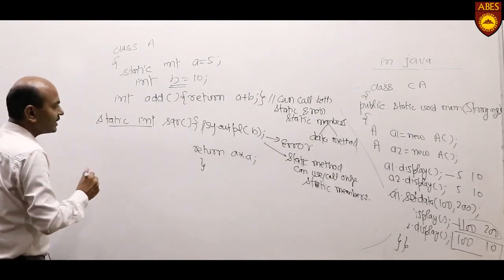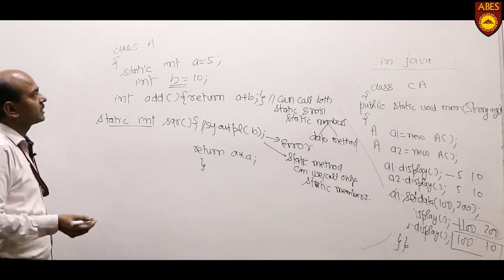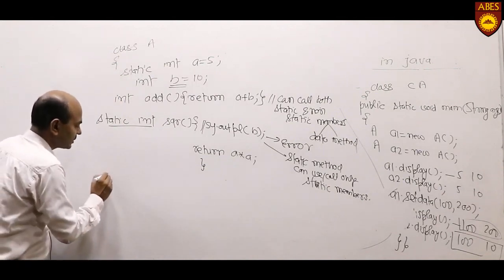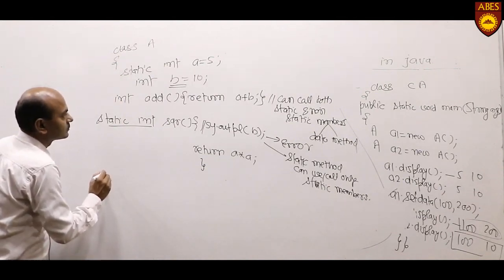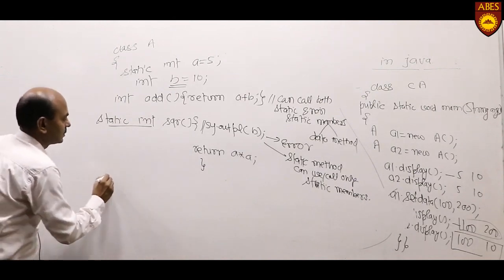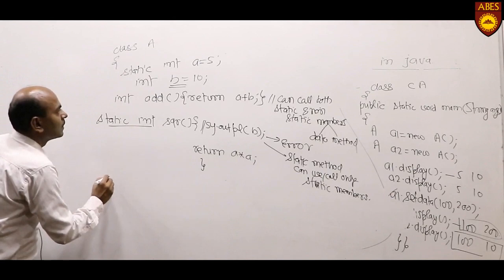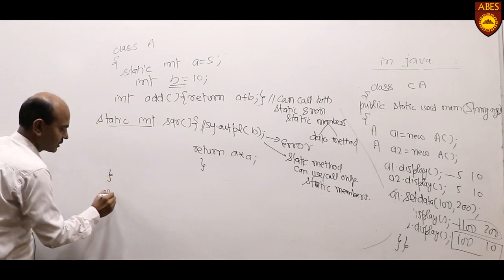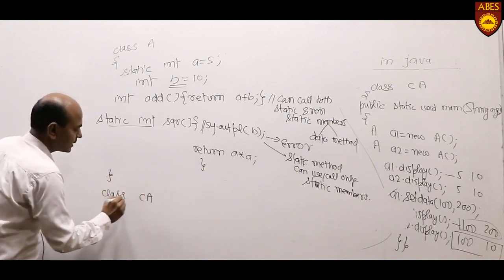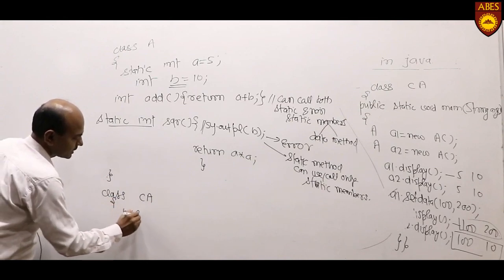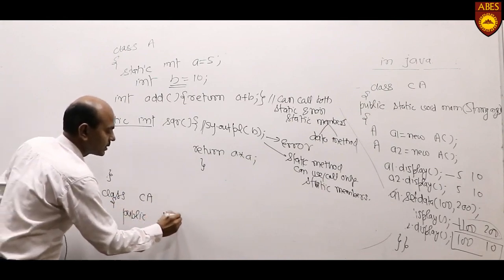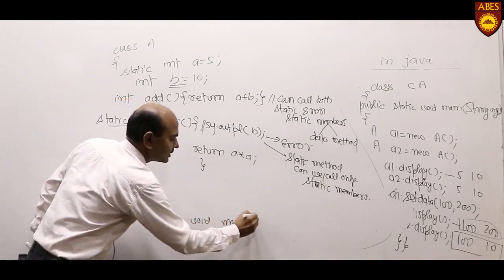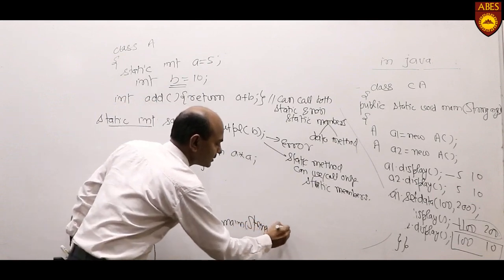Now we can have one static block, which can be used to initialize the data members of this class. So we can have a static block. Or simply we can understand this example first, then we will understand the next one. Class CA, this class has public static void main method and String args.